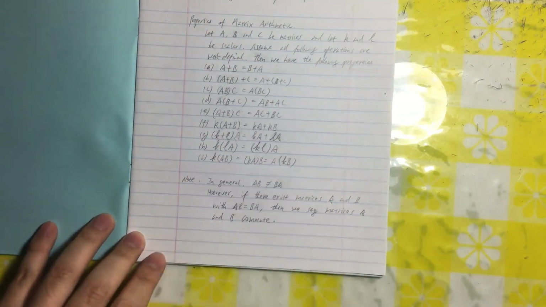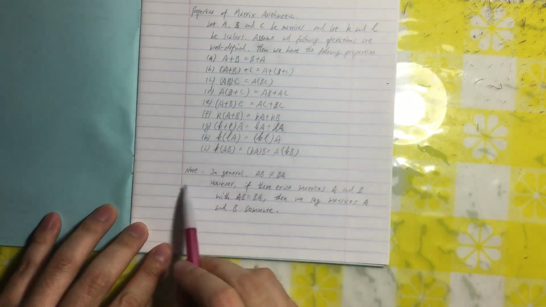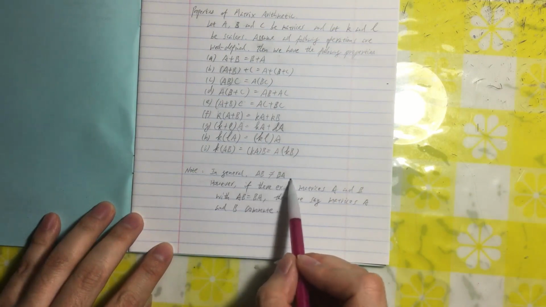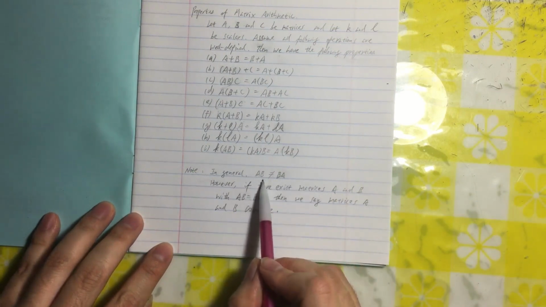Now, we have these properties for matrices, but be very, very careful. In general, for matrices, A times B doesn't equal B times A.